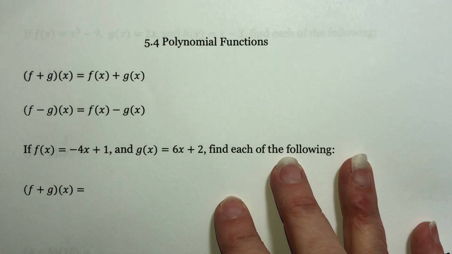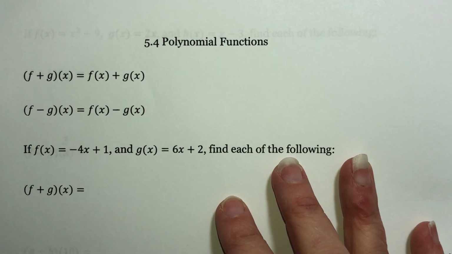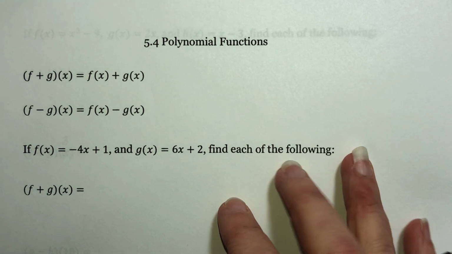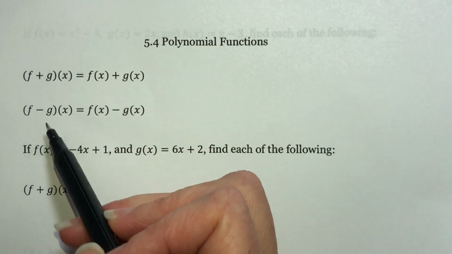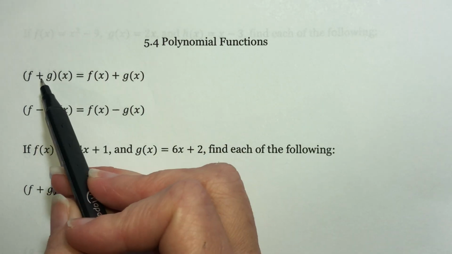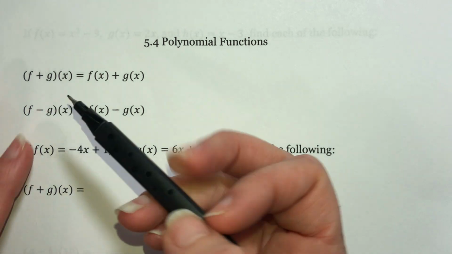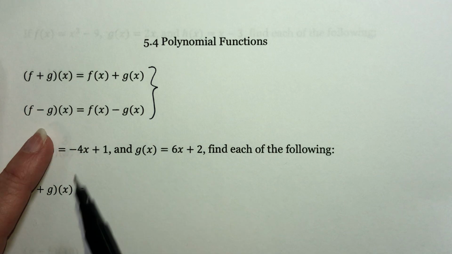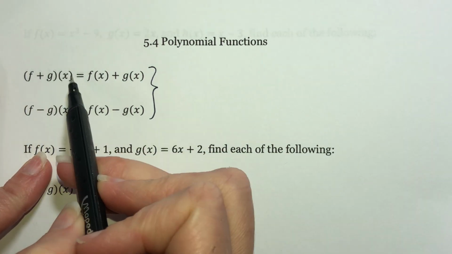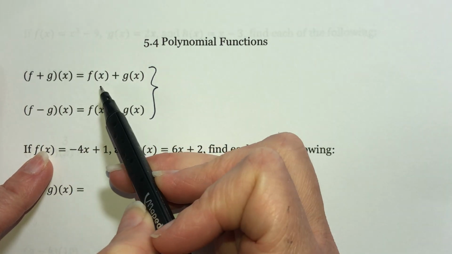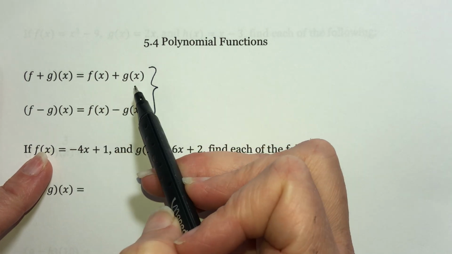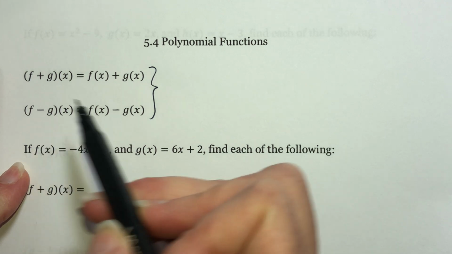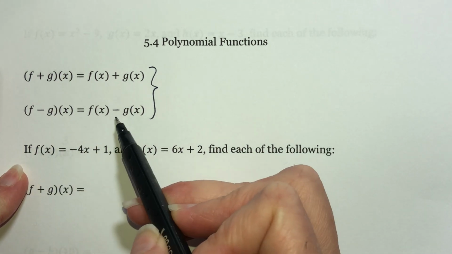Section 5.4, Polynomial Functions. If Section 5.3 was the easiest section in the course, this has to be the second easiest. We're going to be talking about using function notation when we are adding or subtracting functions. Now, these are definitions and they work exactly the way you would hope they do. If you see f plus g of x, they want you to find the function f of x and add it to the function g of x.